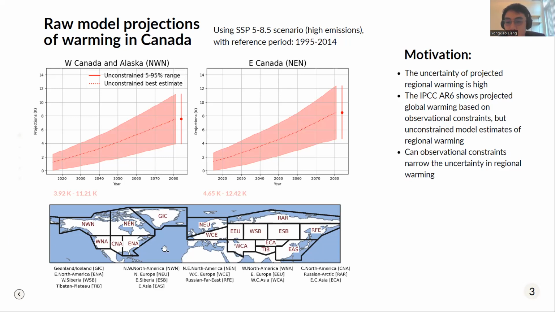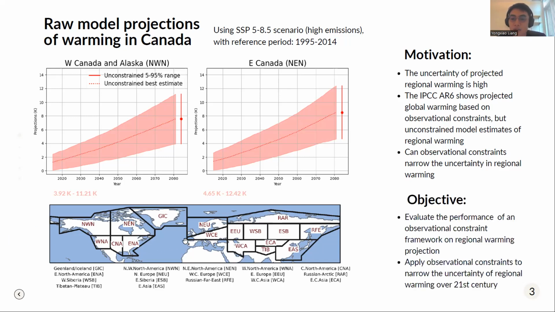Previous studies have not applied this method to it. We do not have good knowledge of the performance of the technique on the regional scale. So first, we want to evaluate the performance of the technique over the regions we are concerned with, and we expect that applying this technique can substantially narrow down the uncertainty range compared with the unconstrained projections for the 21st century warming.